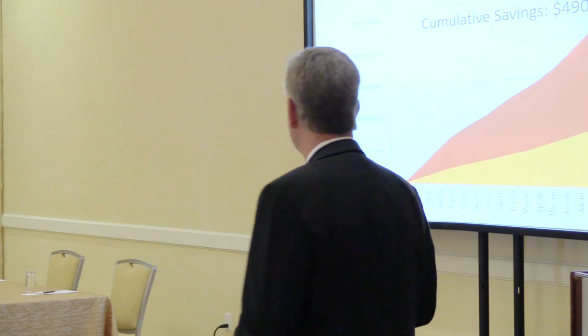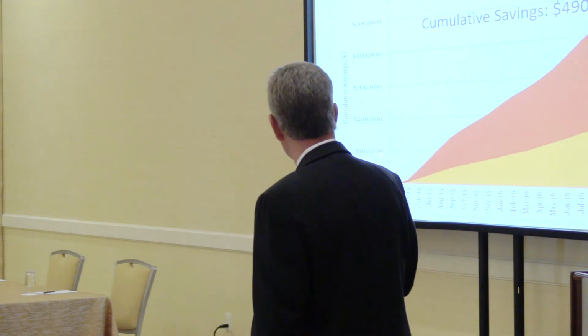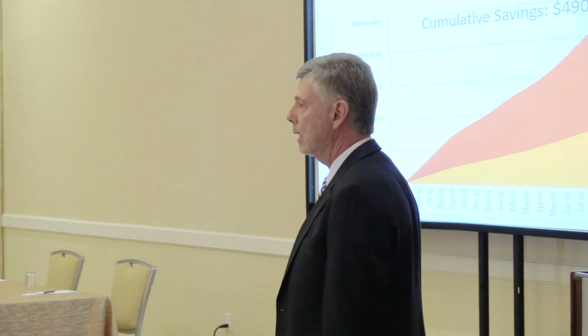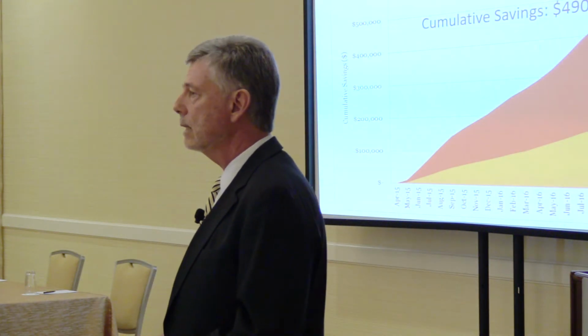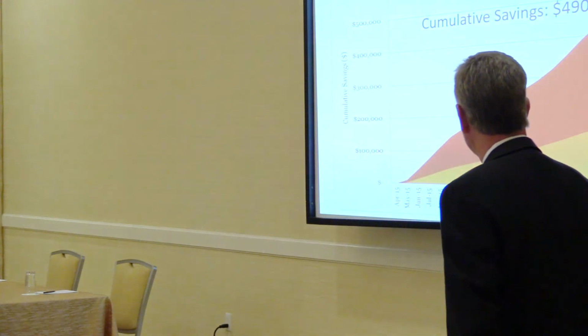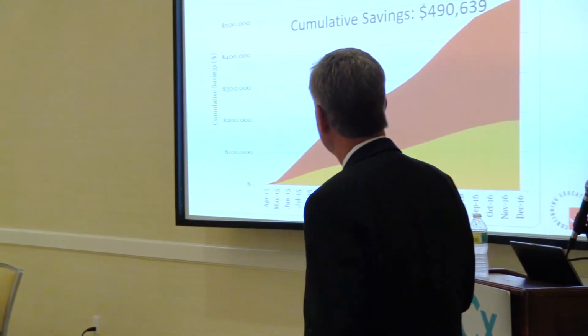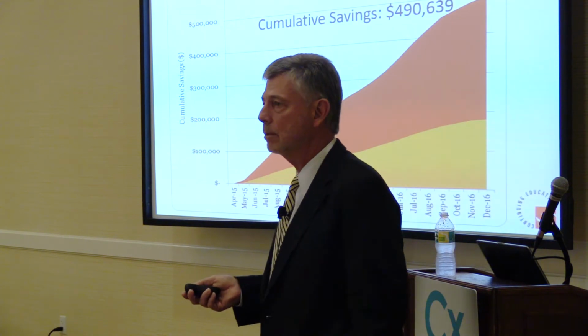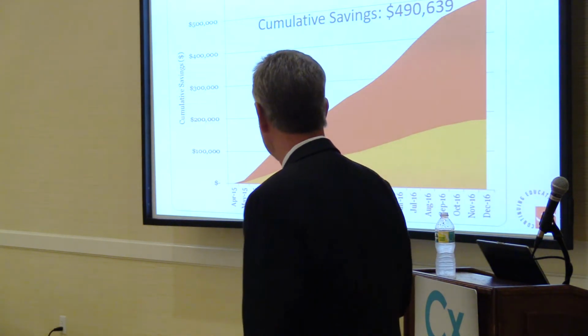We want to see the utility bills. So every month, starting back in around June of 2015, we began to receive and calculate the savings based on that original baseline that we had established. So in the course of that 15 or so month period, almost $500,000 could be proven to have been saved.